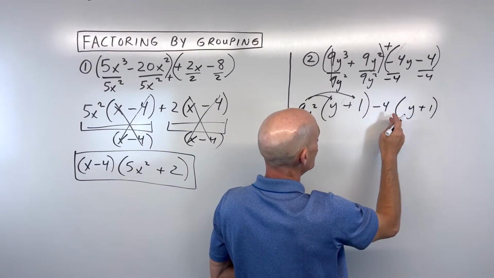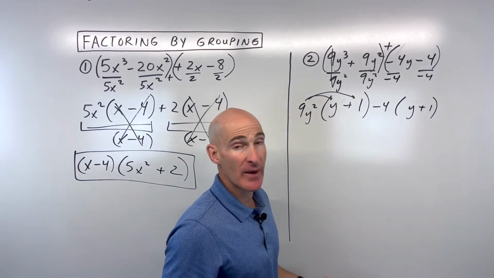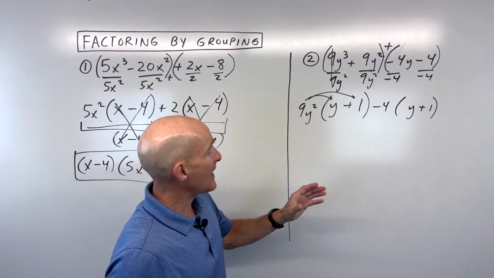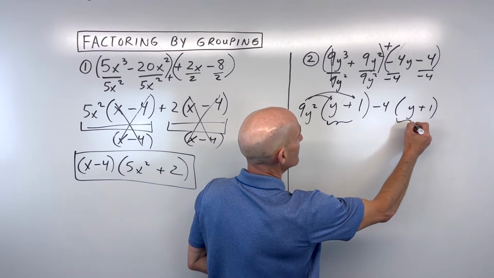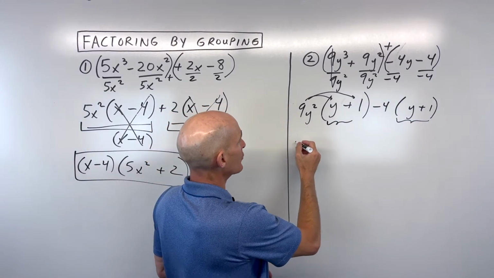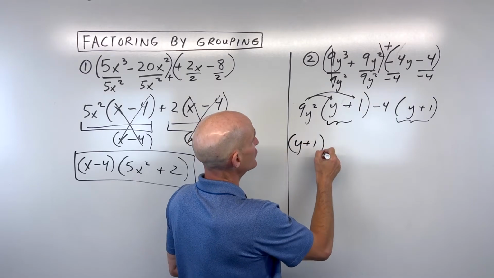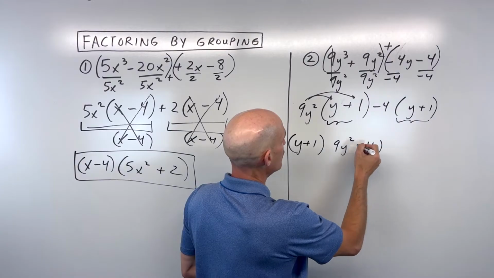Again, we'll put the negative 4 in front. If you want to check your work, you distribute the negative 4 back in, giving us back what we started with. Now when I look at this, I say, okay, it looks like they have a y plus 1 in common, we're going to factor the y plus 1 out as like a greatest common factor. And if we do that, we're left with 9y squared minus 4.